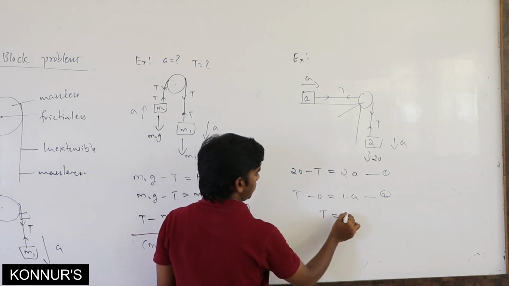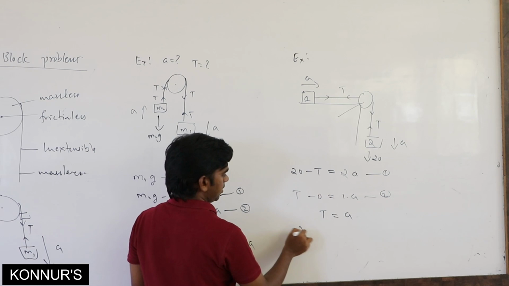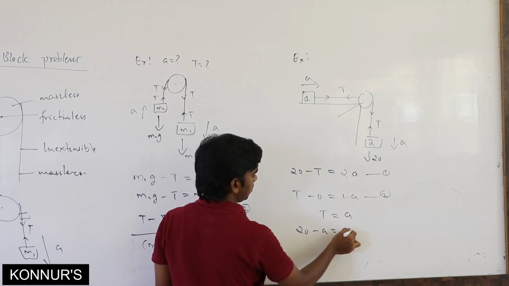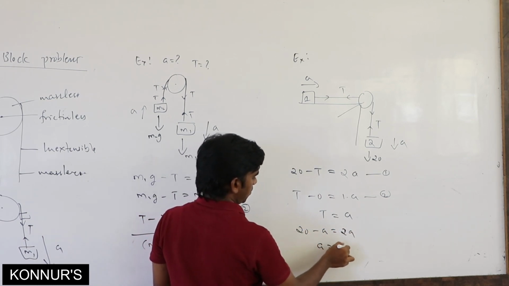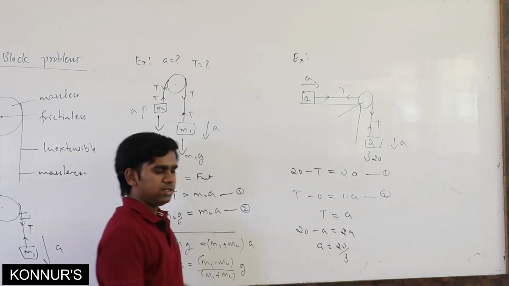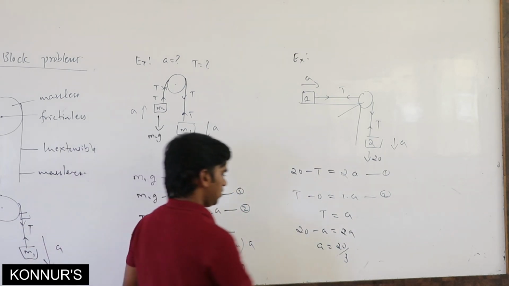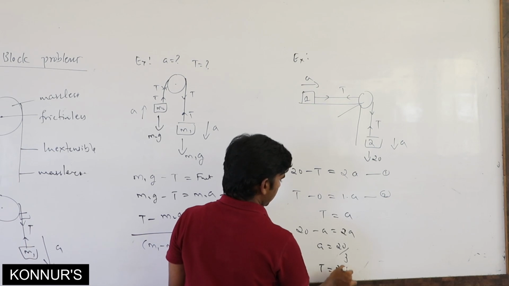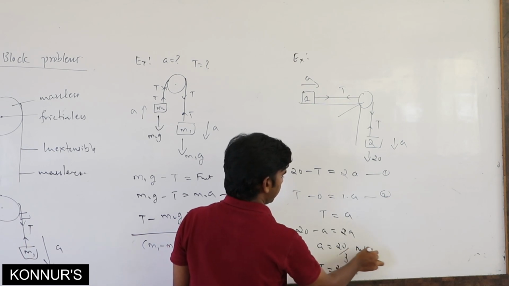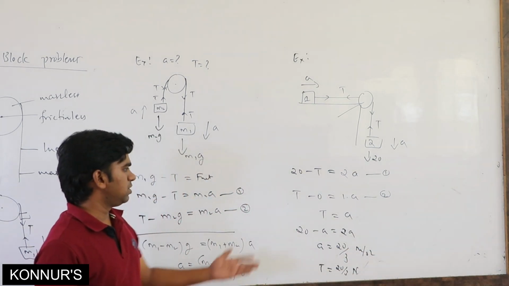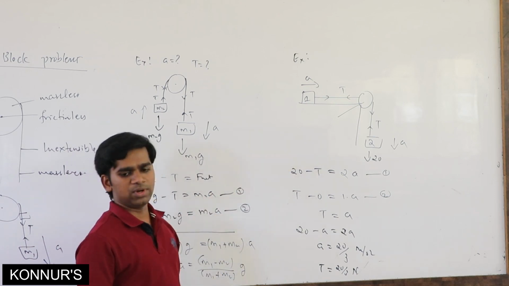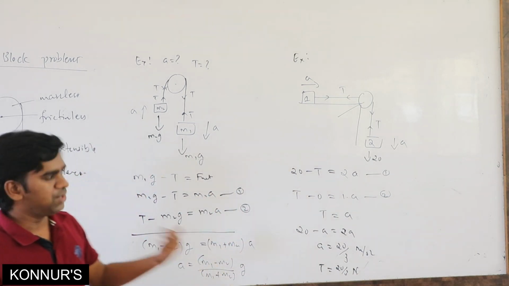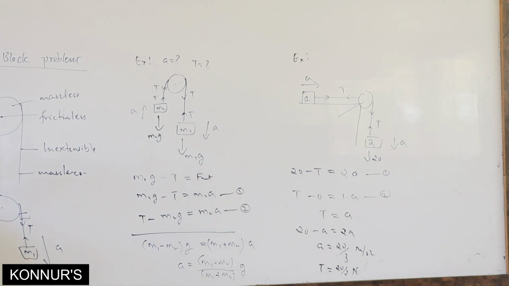So T equals A. Put here: 20 minus A equals 2A. So A equals 20 divided by 3. So you can easily get it. So tension is also equal to what? Tension is also equal to 20 by 3 Newton, and acceleration is 20 by 3 meter per second square. So this is how we can solve the pulley problems. We'll take more problems, you can understand it in a better way.